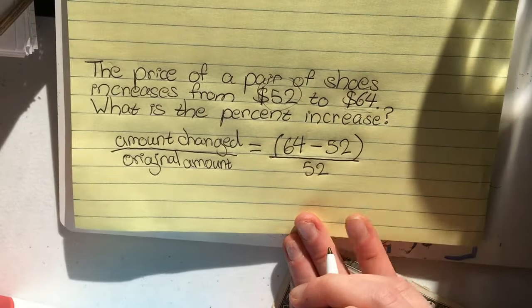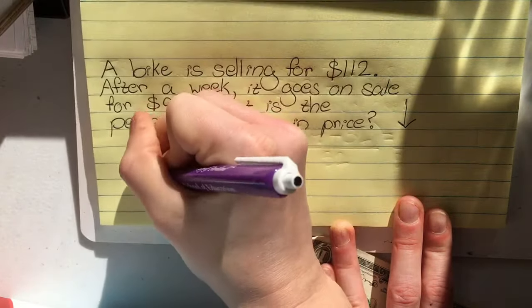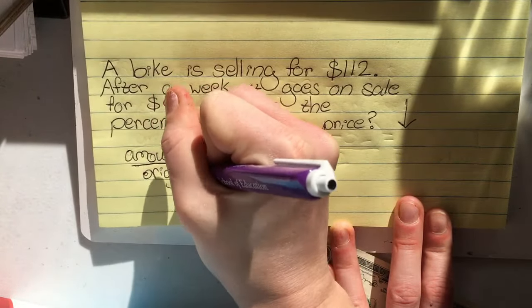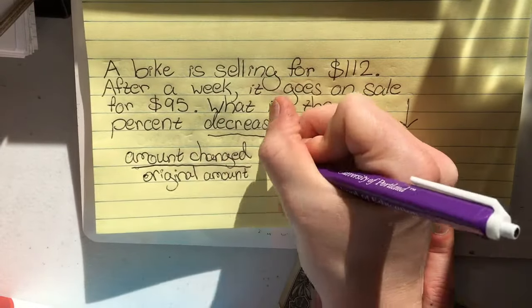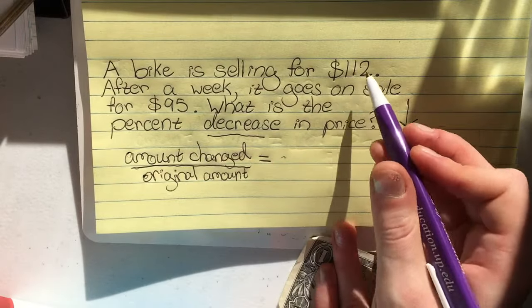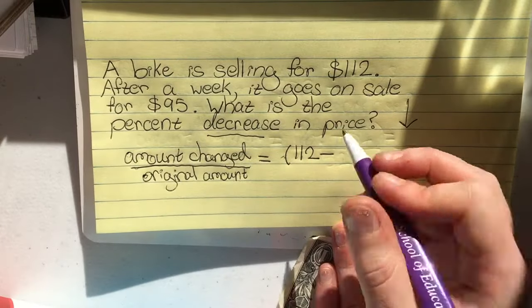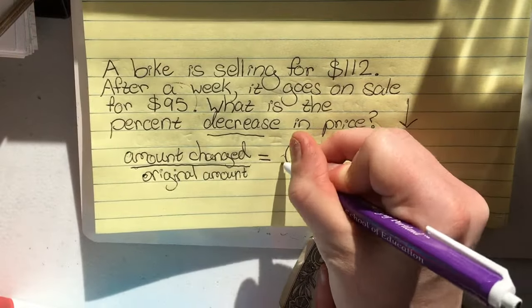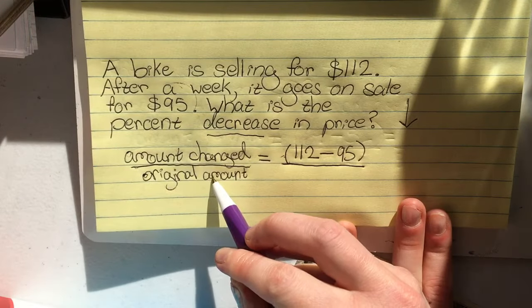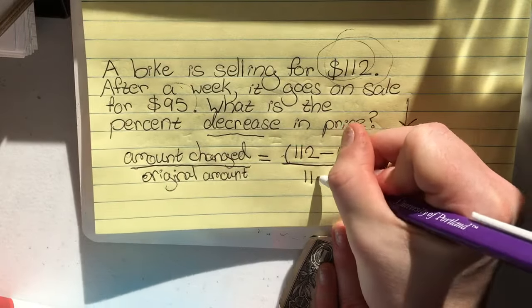We need the amount changed over the original amount. All right, so the amount changed. Again, I'll start with my biggest number, which in our case is 112, minus the other number, which is 95. I'll put that all over the original amount, or what we started with. In our case, the bike started at 112.